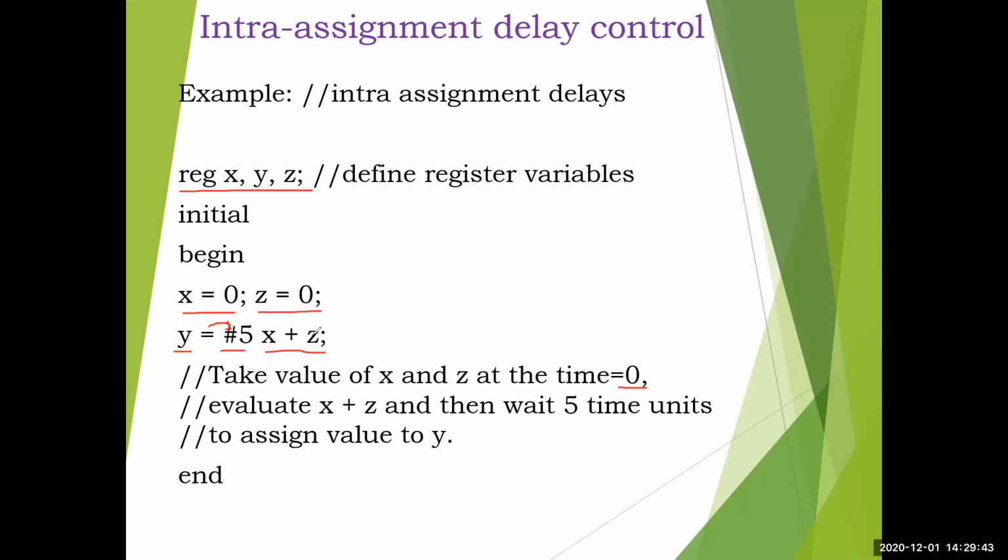At the time instant 0 only, x and z will take the values 0 and 0 and it will do the 0 plus 0 operation. It will evaluate x plus z at that time, but then wait for 5 time units to assign the value to y. So in regular delay, the complete statement will be delayed by 5 time units. But now the expression part will be evaluated at the 0 time instant, but the assignment will be delayed. So that is a splitting of the execution that will happen here.